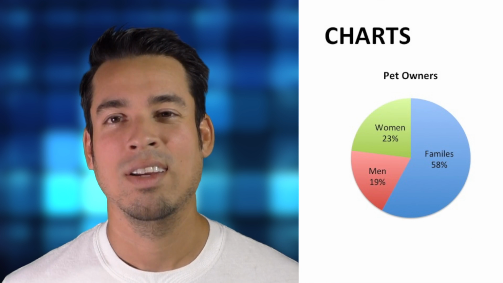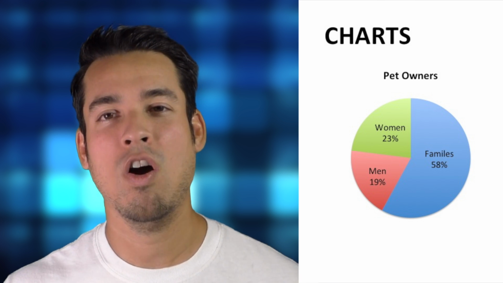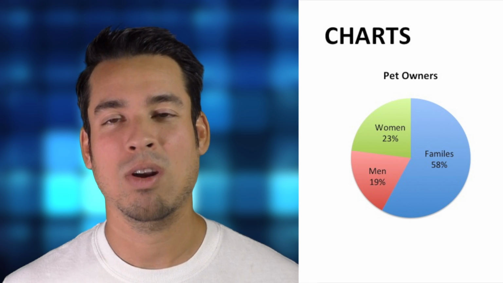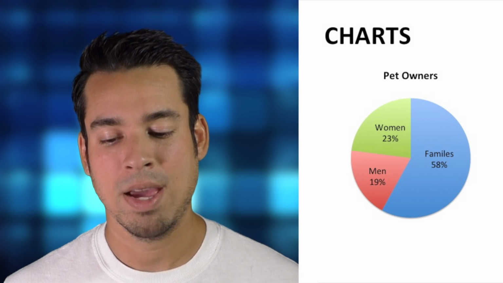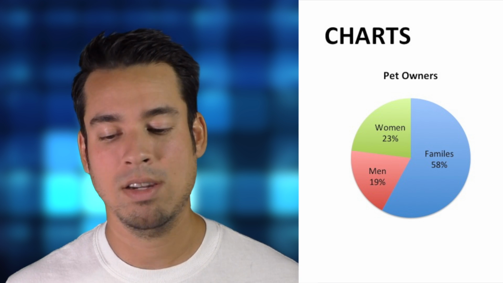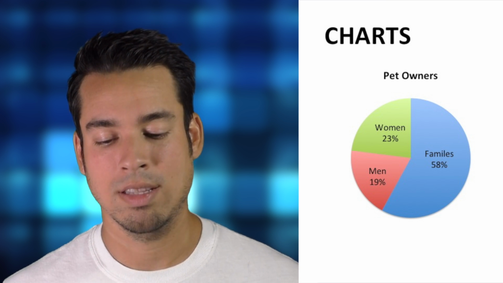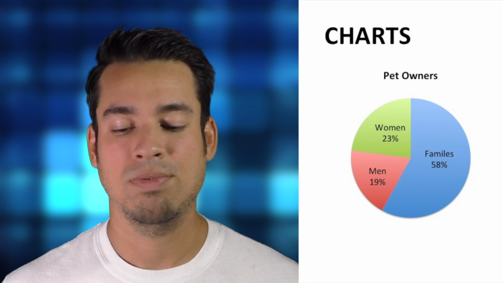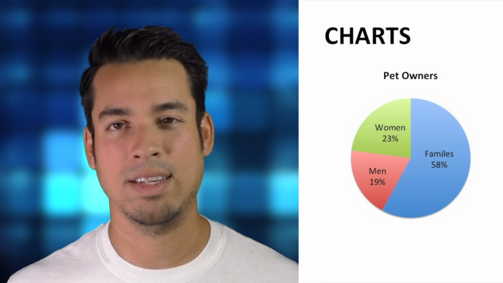The last chart I'm going to show you here is a pie chart. This is used all the time. A pie chart is really representing 100%. When you go all the way around the pie, you're talking about 100% of whatever options are out there. In this case, we're talking about pet owners, and it's split up by single men, single women, and families. If you add up all those values, 23% plus 19% plus 58%, they add up to 100%. That will always be the case in a pie chart.